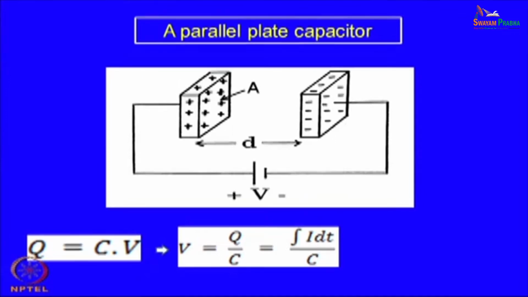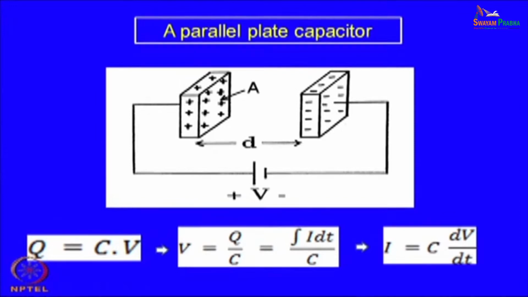integration of I dt by C, because charge is nothing but the accumulation of total current over a period of time. So, the total current flow over a period of time gives you the total charge which is accumulated or has flown across the two electrodes, and C is the capacitance of that. It is a device parameter, and it has some unit which we will discuss in a few minutes.